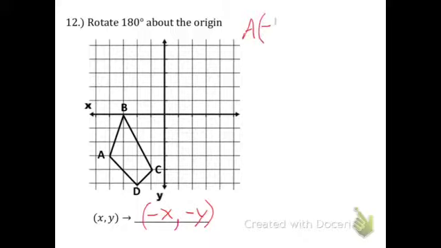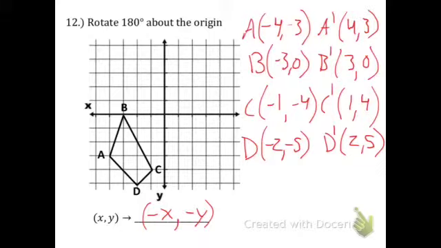You just plot these 4 points, and that'll be your shape. So I'm going to go 4, 3. There's my A prime. B is at 3, 0. So there's my B prime. C is going to be at 1, 4. So there's my C prime. And then D is at 2, 5. There's D prime. Once you have that, draw it up, and there's our shape. It's just been rotated halfway around.